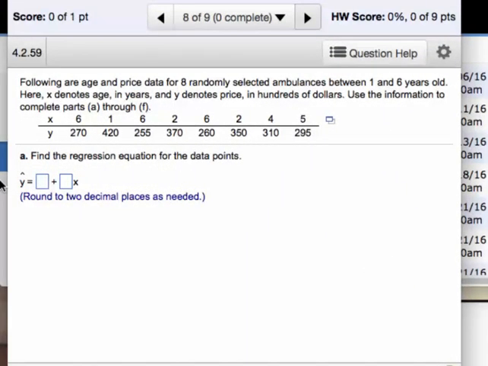Okay, so we have the age and price for 8 randomly selected ambulances between 1 and 6 years old. X denotes age in years, and Y denotes price in hundreds of dollars. Regression equation: we talked about that. To actually get that is a long and tedious computational problem. We want to use StatCrunch to do it for us.